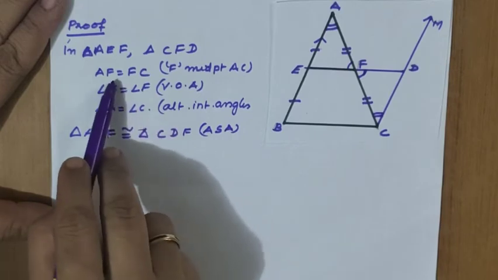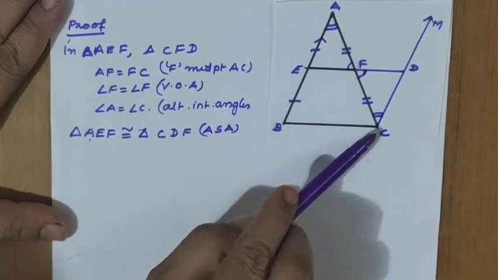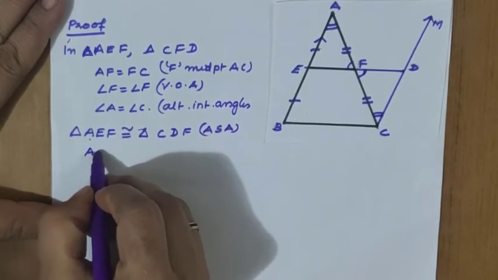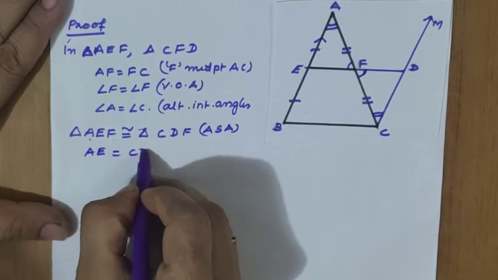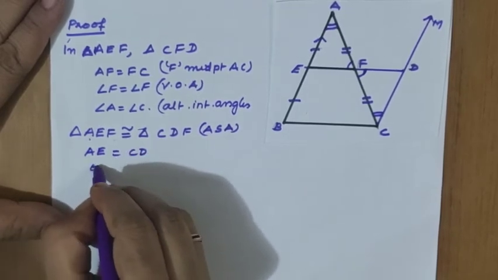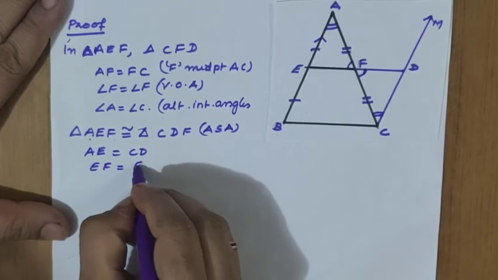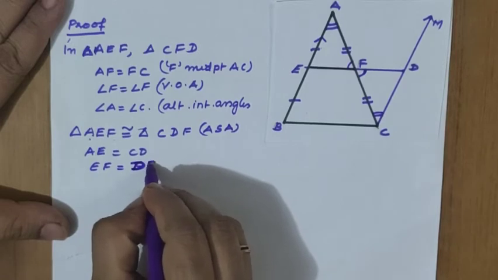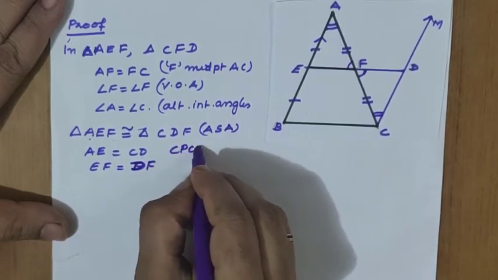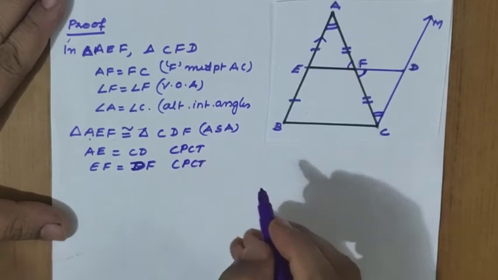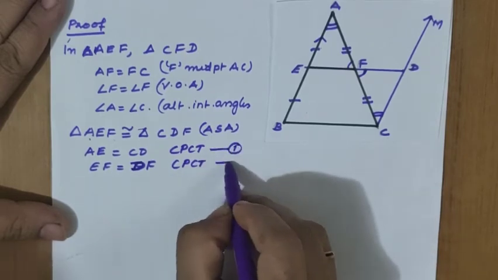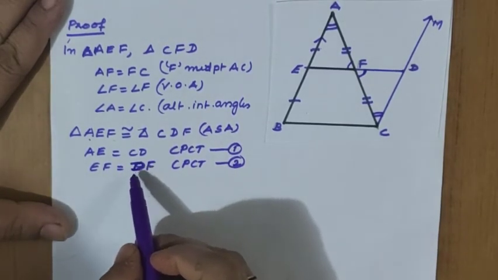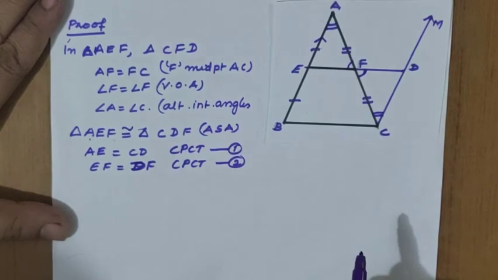We have used only one side, which is AF and FC. So what is the remaining side? AE I can take. So AE equal to CD by CPCT. One more side is there, EF equal to FD. EF equal to DF, the order is DF. So by CPCT here also. I'll make it equation number 1 and equation number 2. Now we got AE equal to CD, EF equal to DF by CPCT.